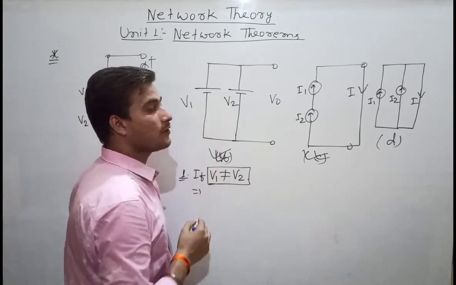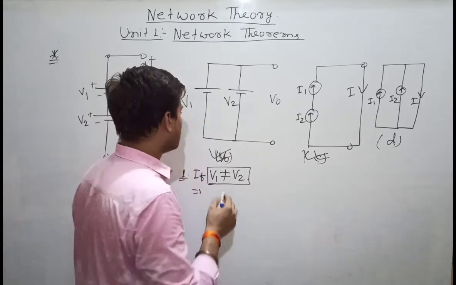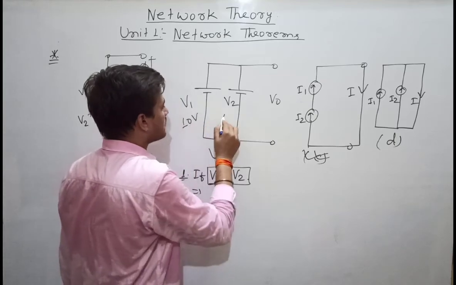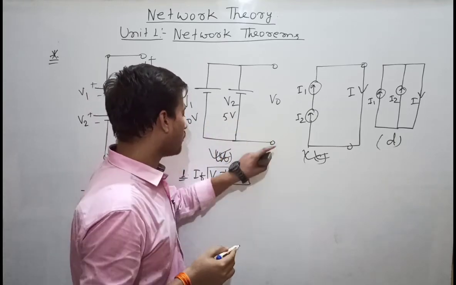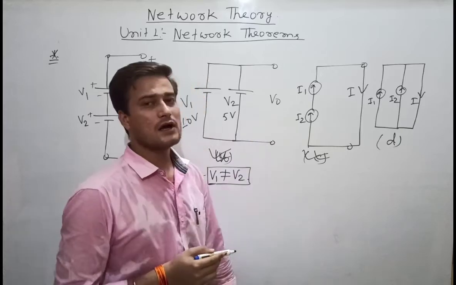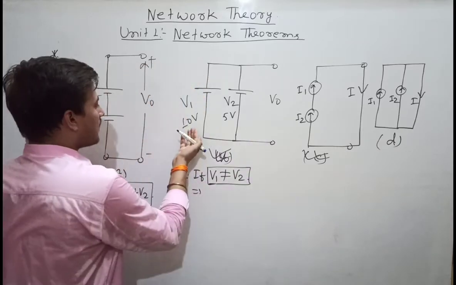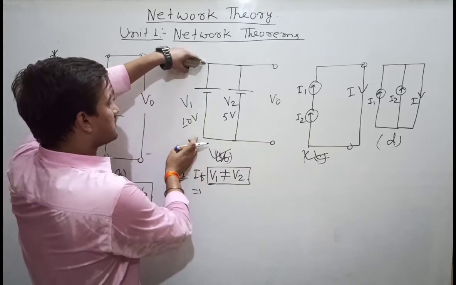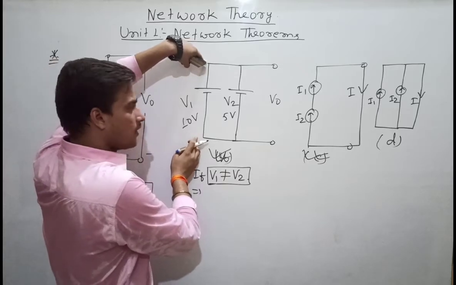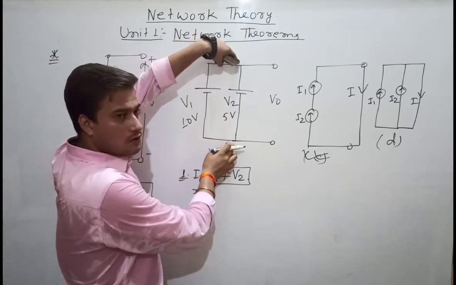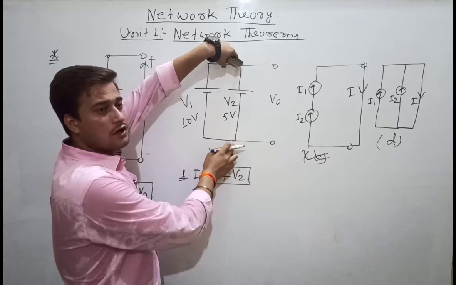If these two voltage sources are not equal, suppose this is 10 volt, this is 5 volt. Now what will be the output? This is an ideal voltage source. This one will say I will maintain the voltage of 10 volt. This will say no, I am also ideal, I will maintain the voltage of 5 volt.